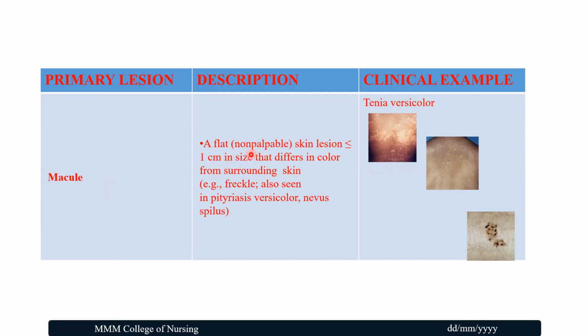Macule is a flat skin lesion which is less than 1 centimeter in size that differs in color from surrounding skin. For example, freckle, also seen in psoriasis, versicolor, and nevus pilis. These both are tinea versicolor, and this is the nevus pilis.